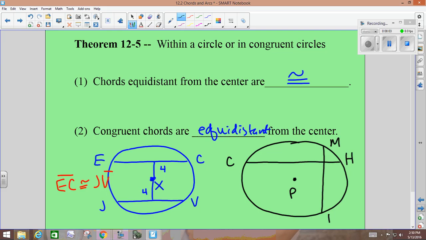Here's chord MF. CH is 16 and MF is 16. Since they're the same length, the distance from P to MF is going to be the same as P to CH. Those little segments in there are going to be the same length then. Congruent chords are the same distance from the center. If chords are the same distance from the center, then they are congruent.